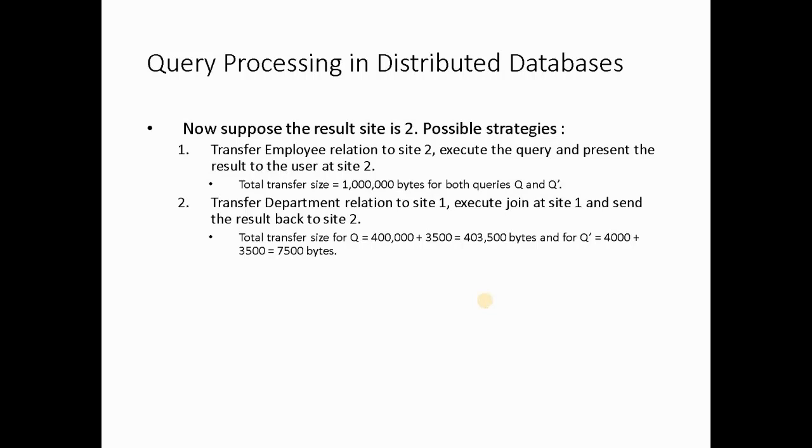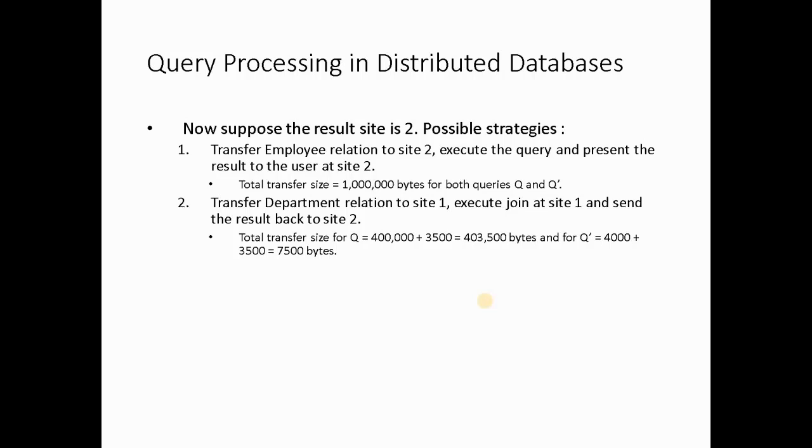So now let's look at the case where the result site is 2. That means we can transfer the employee relation to site 2, execute the query and present the result to the user. So the total transfer is 1 million bytes for both queries, Q and Q dash. And the second strategy, transfer the department relation to site 1, execute the join in site 1 and send the results back to site 2.